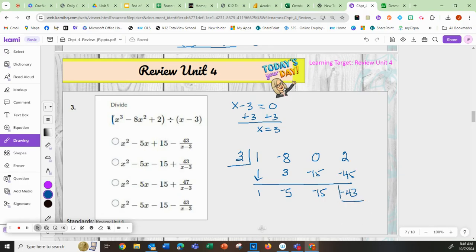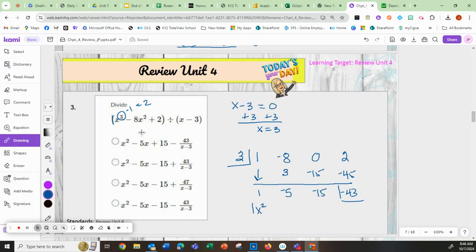Now they are not just asking for the remainder here, they're asking for you to write the answer that you get. So we've got to use all these numbers. We've got to put our variables back into our problem. So to do that, we go to the highest exponent. We subtract 1. So 3 minus 1 is going to give me 2. So this first coefficient is going to be 1x squared.